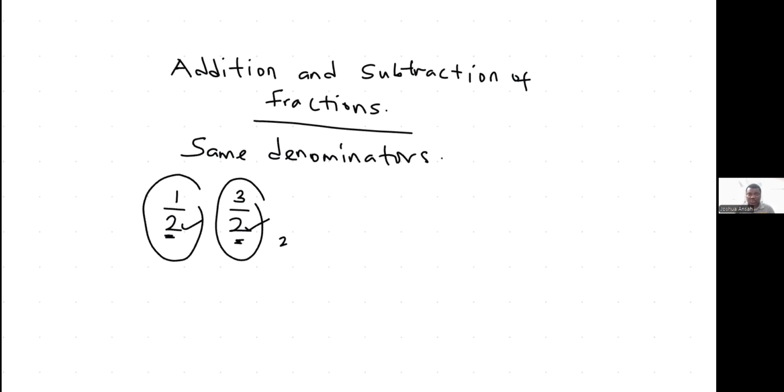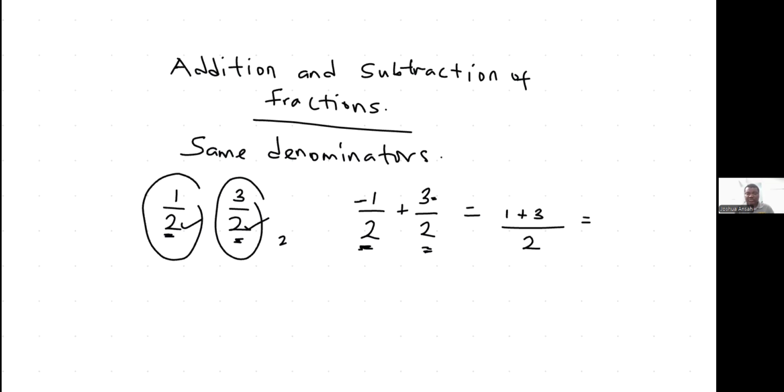So if I'm to add 1 out of 2 plus 3 out of 2, what I'm going to do is maintain one of the denominators, which is 2, and I'm going to add the numerators, 1 plus 3. So this is going to give me 4 out of 2.